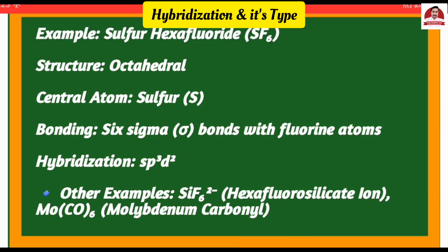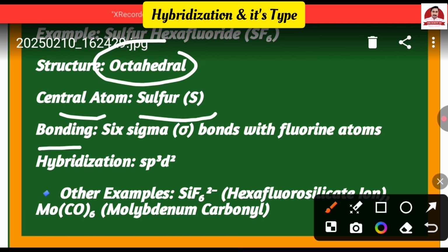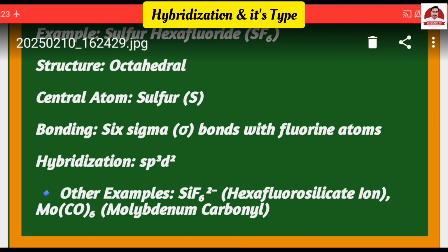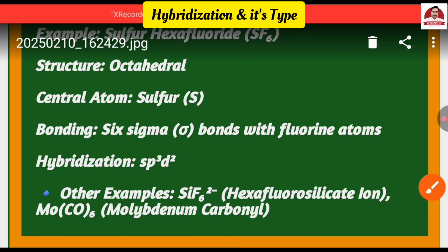Now we take the examples: sulfur hexafluoride SF6. It is an octahedral structure. The central atom is sulfur and 6 sigma bonds are present, 1 2 3 4 5 6 sigma bonds with the sulfur atom. Other examples of sp3d2 hybridization are hexafluorosilicate ion and molybdenum carbonyl.